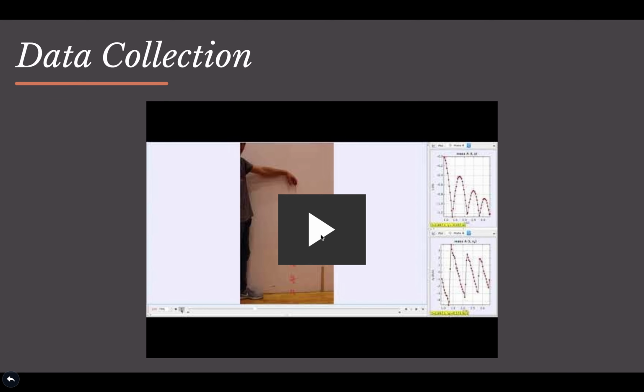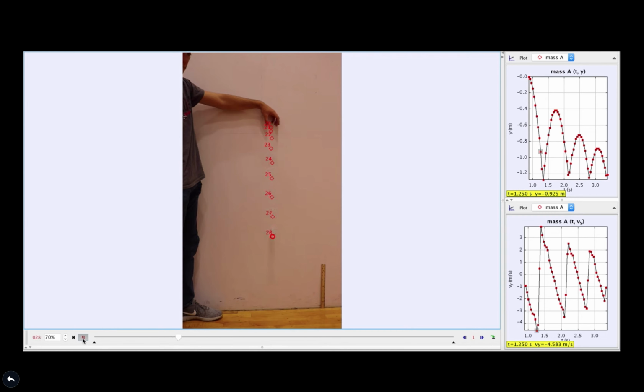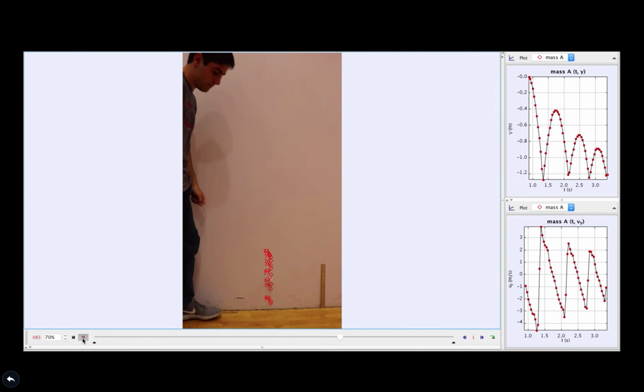In order to collect our data, we had a team member drop the balls from a certain distance. Here we can see Justin dropping a golf ball, and as the ball falls to the ground, the Tracker program will track its motion. On the right side of your screen, the motion will be tabulated in graphs of both velocity and height, velocity being the bottom one. Another thing to note is that as the golf ball bounces two or three times, you can see it deviating from its original vertical path.